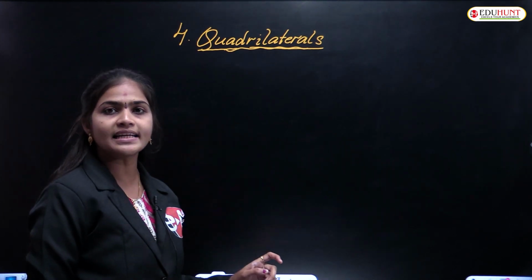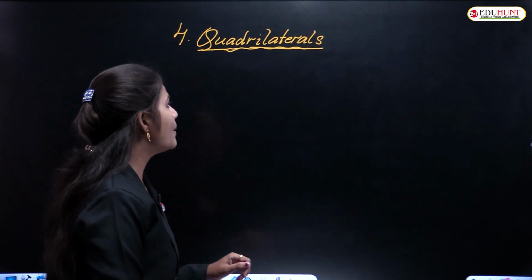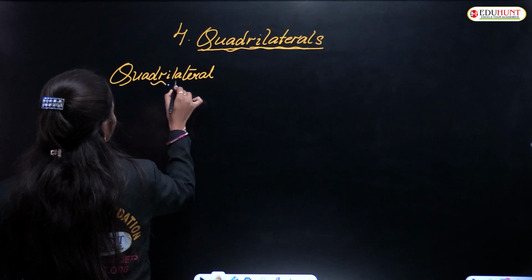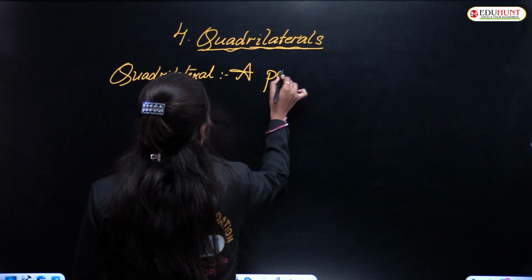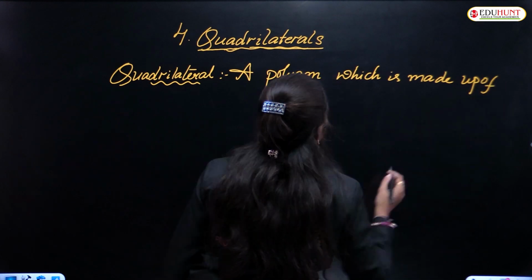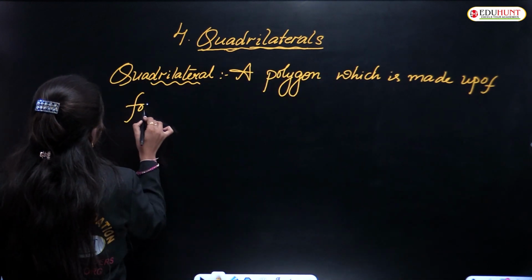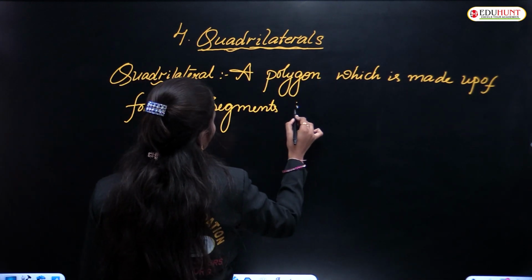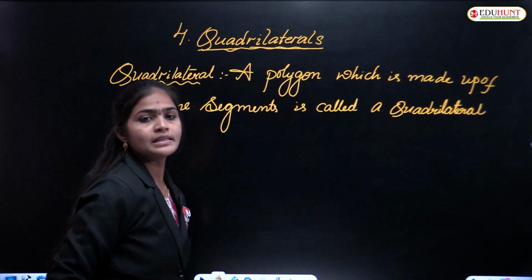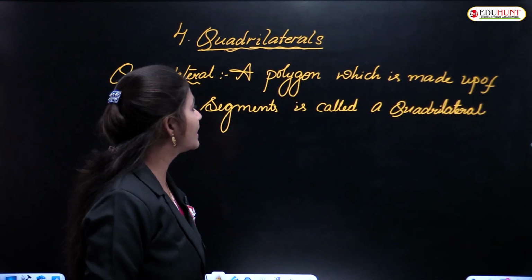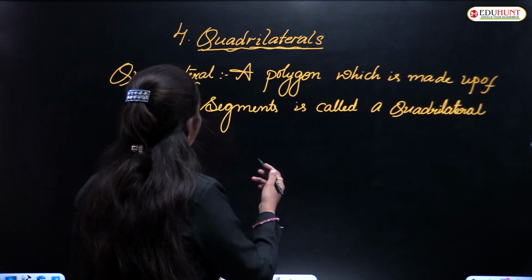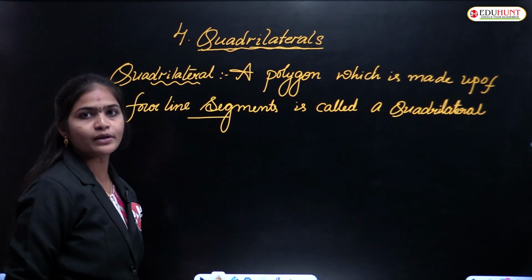Okay children, once again, quadrilateral means a polygon which is made up of 4 line segments. It is called a quadrilateral. So what is the definition of a quadrilateral? A polygon which is made up of 4 line segments is called a quadrilateral.